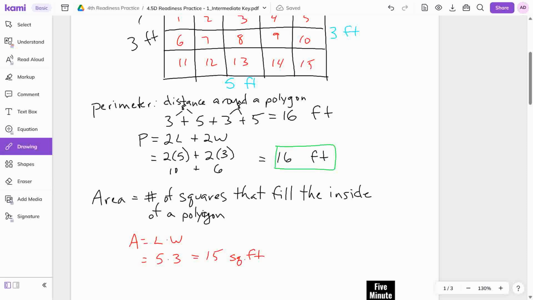And when you get a rectangle or a square, ultimately the shortcut is just to multiply the length times the width. So the perimeter is 16 feet. The area is 15 square feet because they're using different units. The area makes squares.